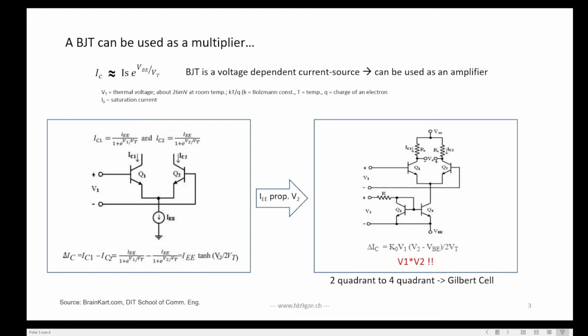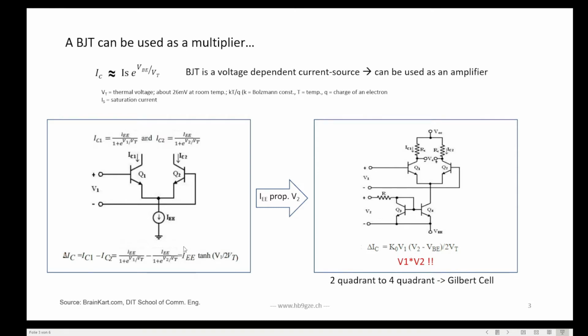And you know, for small angles, tangent hyperbolicus x of a small angle is equal to x. So you see that for small signals of V1 you get a multiplication of IEE times V1.